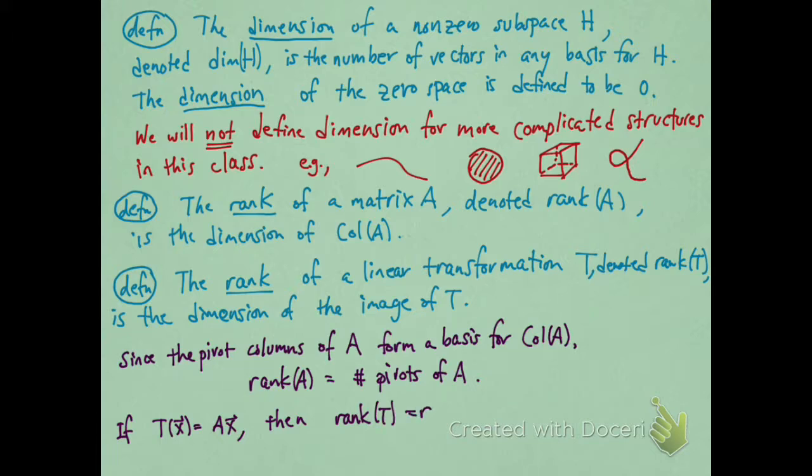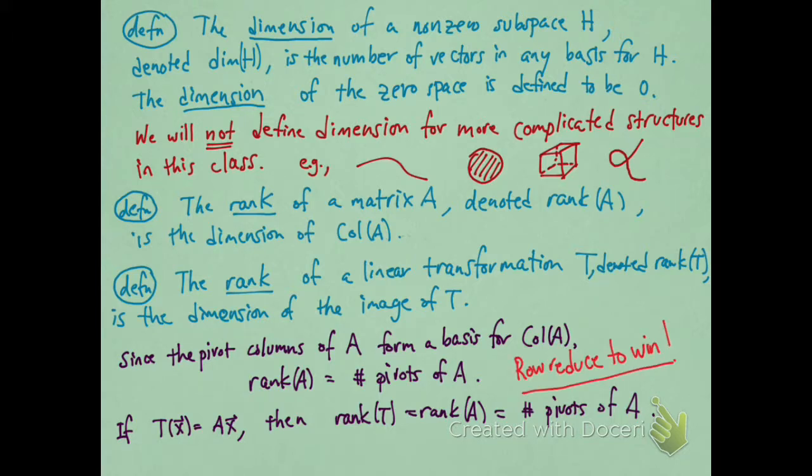You also see that if T of x is A times x, so T is a linear transformation with standard matrix A, then rank T is equal to rank A. And so this is equal to the number of pivots of A. And so we see it's row reduction to win again, right? So row reduction allows us to compute these dimensions.